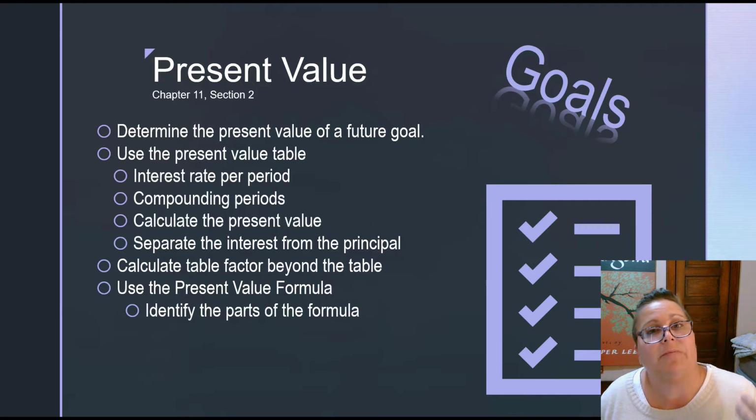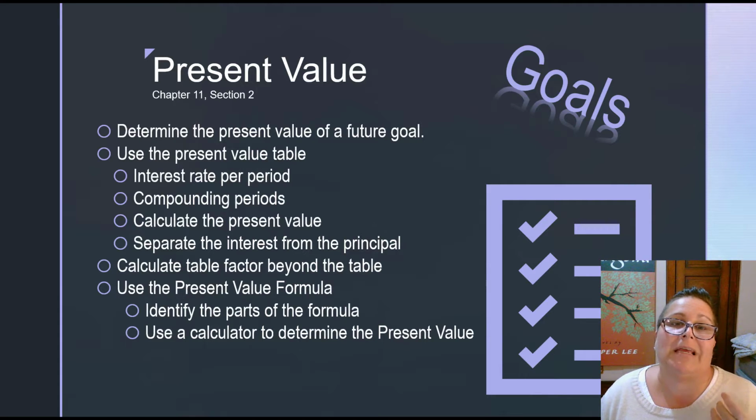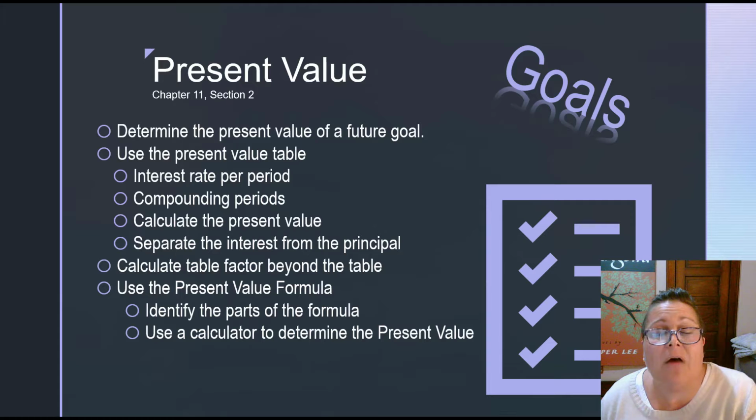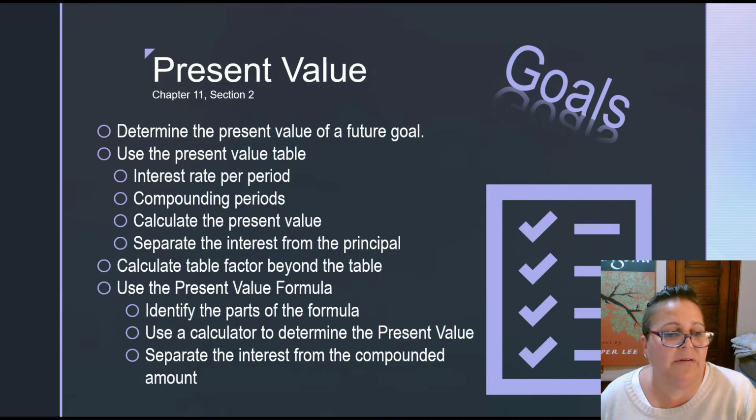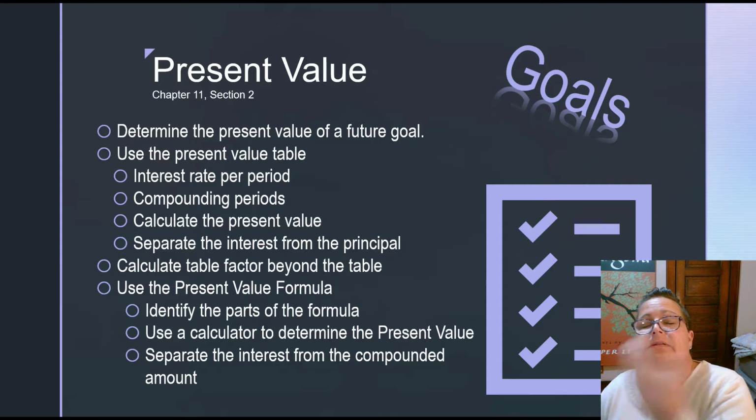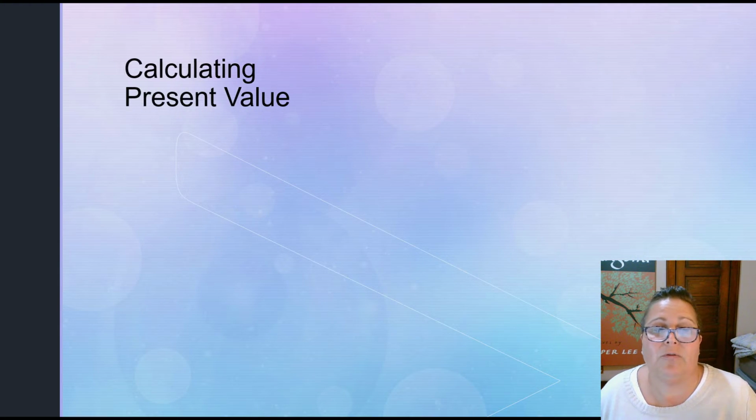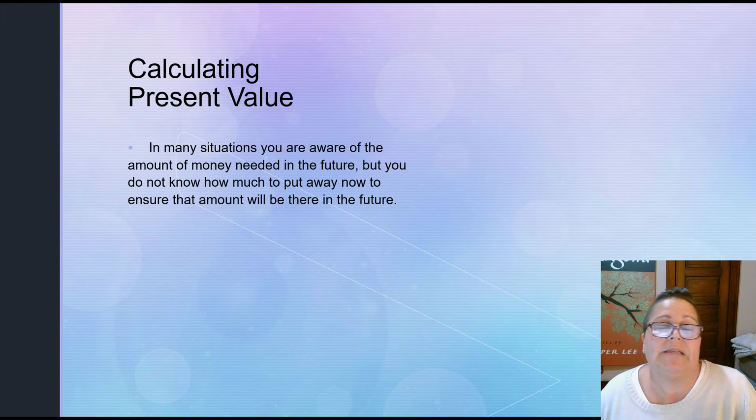That means you have to be able to identify the different parts of the formula. You have to be able to use a calculator with a power key to find the present value. And of course, we want you to, again, separate the interest in that account from the principal and the compounded amount. Now, present value is a little bit different.